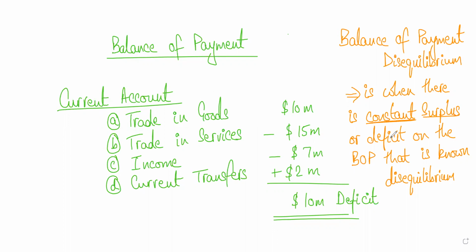On the other hand, if there are a few years of surplus and then a few years of deficit, like mix and match, right? Then that is equilibrium, meaning it's a good situation to be in, right?